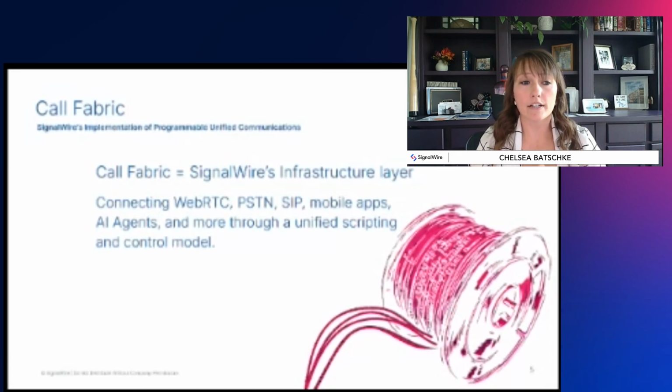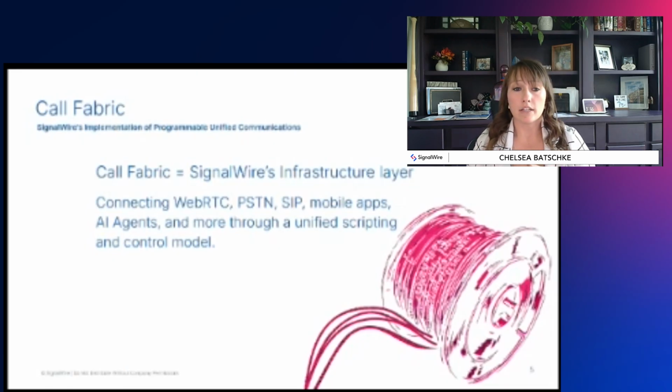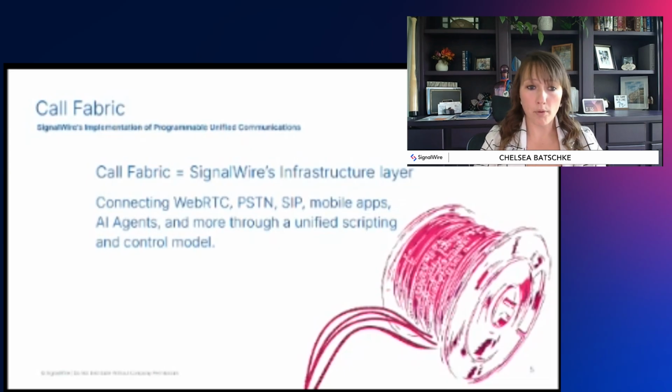I want to introduce a few terms to you guys, and that's going to be the next couple of slides. But Call Fabric is what SignalWire's infrastructure layer is. That's what we reference it as. And this is our implementation of the programmable unified communications model. It connects WebRTC, PSTN, SIP, mobile apps, virtual agents, a whole bunch of other things through unified scripting and control model. When you start building with SignalWire, WebRTC becomes just another addressable endpoint. It works together with video rooms, SIP endpoints, AI agents, all kinds of other resources. This allows for hybrid scenarios like browser to phone, browser to SIP, on and on.